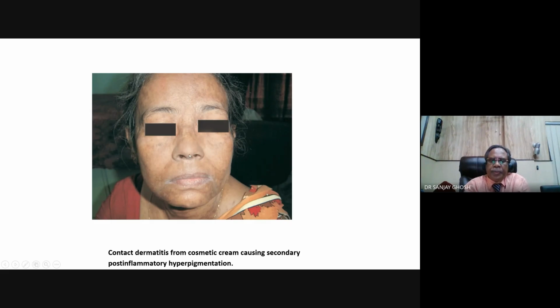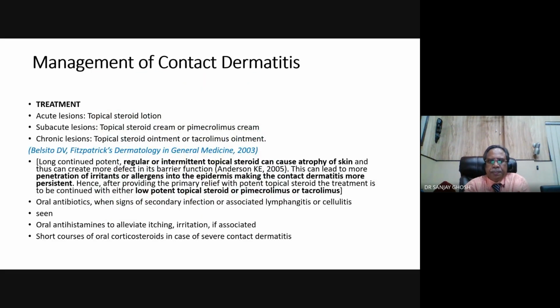This is post-inflammatory hyperpigmentation from a contact dermatitis of the face. So this is cosmetically not acceptable. So you have to do proper treatment, prevention, and definitive treatment.